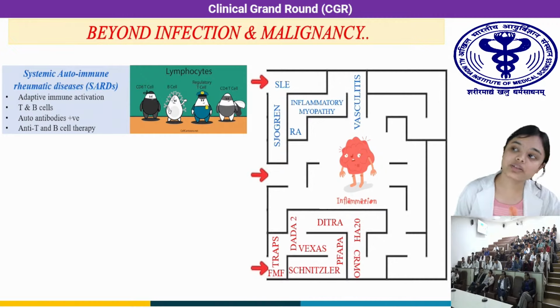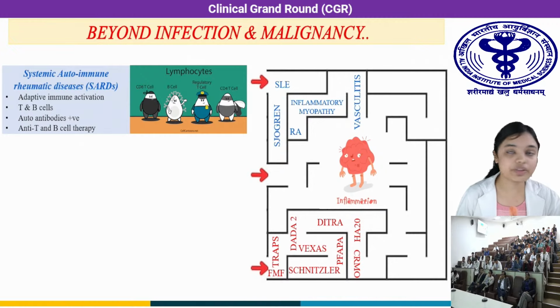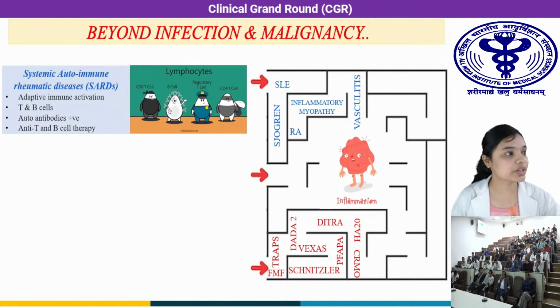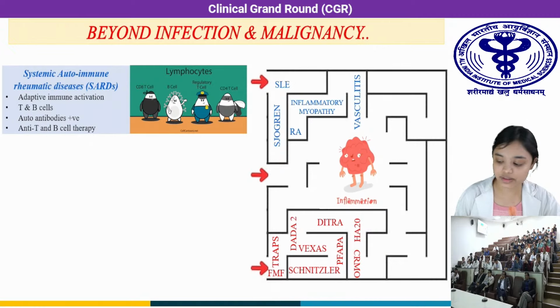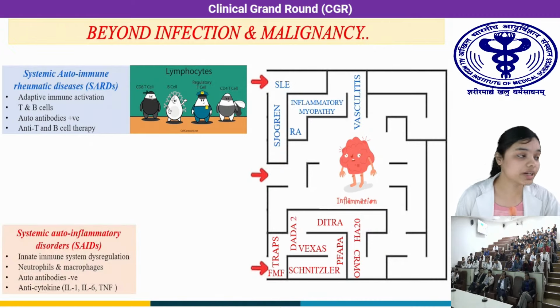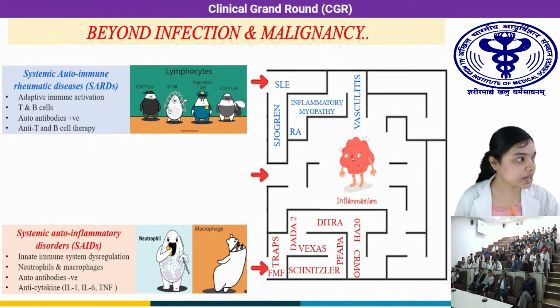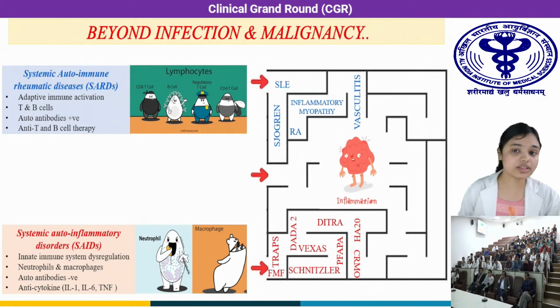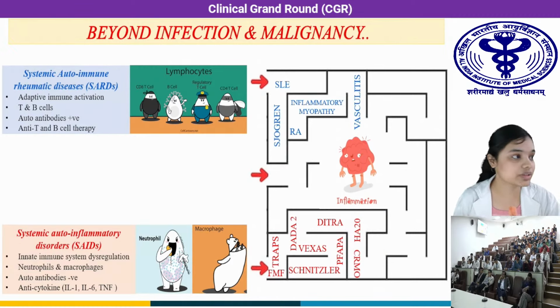So when we have a patient who presents with a constellation of inflammatory features and we've ruled out infection and malignancy, naturally the next group of disorders that come to our mind are the systemic autoimmune rheumatic diseases, which are caused due to adaptive immune system activation. But we need to remember that we have another group of disorders caused due to innate immune system dysregulation, where the key players are neutrophils and macrophages releasing cytokines. These disorders are the systemic autoinflammatory disorders.